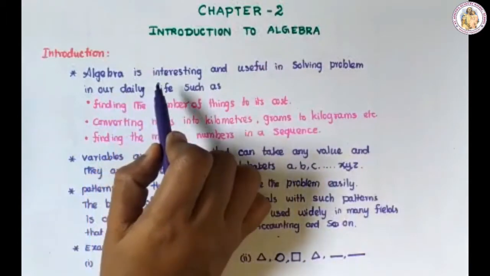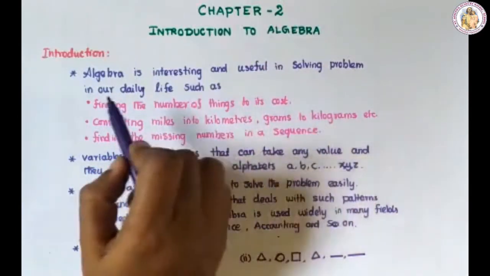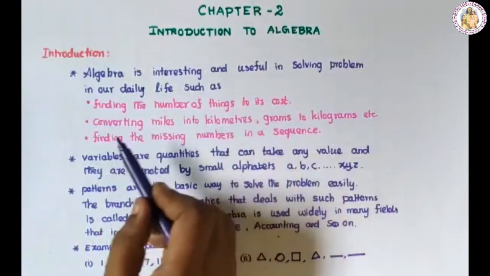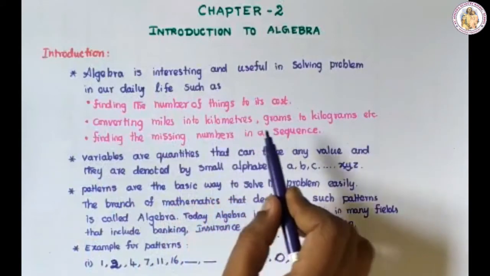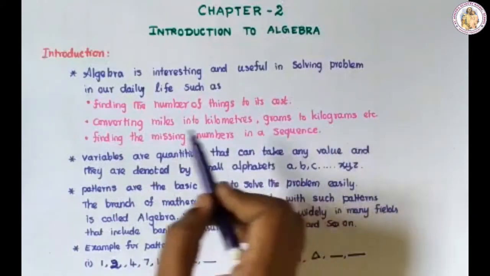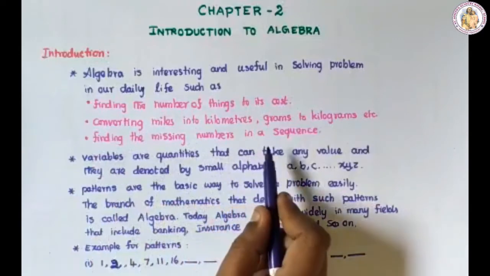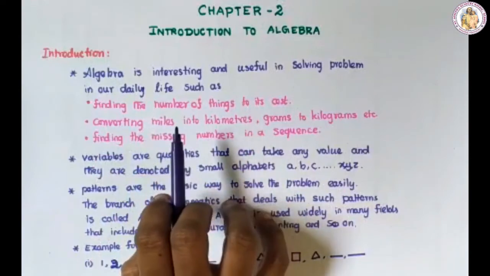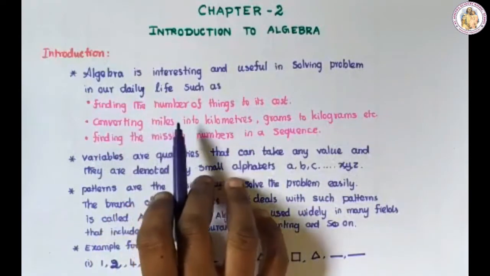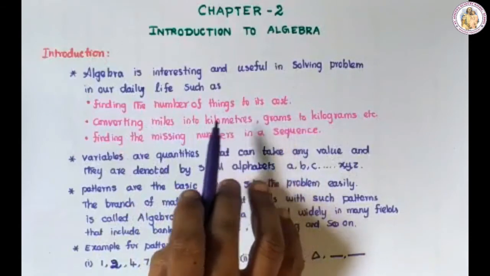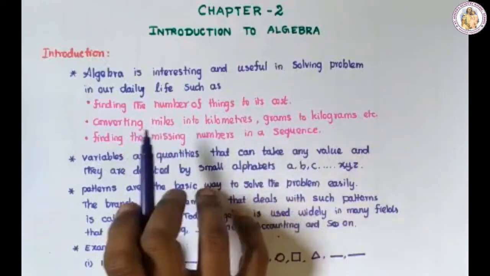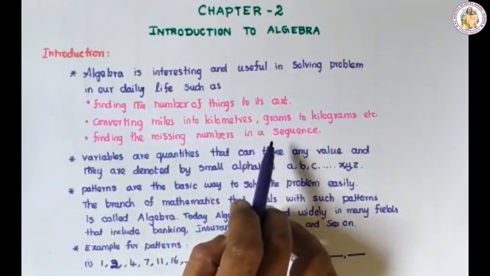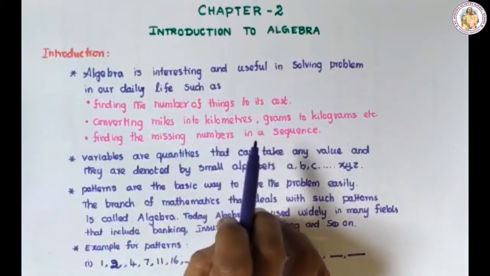Listen, algebra is interesting and useful in solving problems in our daily life, such as finding the number of things according to its cost, converting miles into kilometers, grams to kilograms, etc. Finding the missing numbers in a sequence. Algebra is an interesting and also easy method. You're given a sequence and you have to find out the missing numbers.